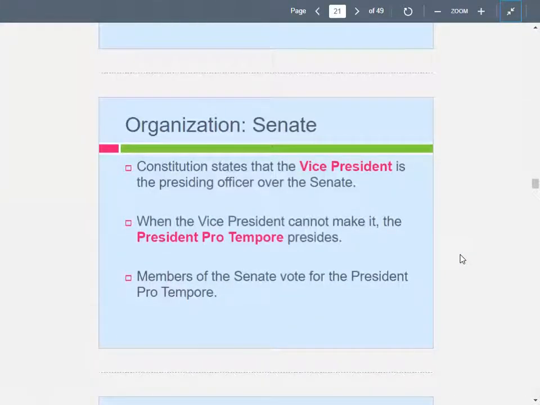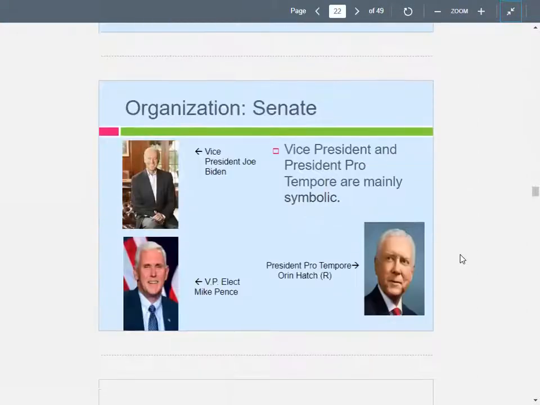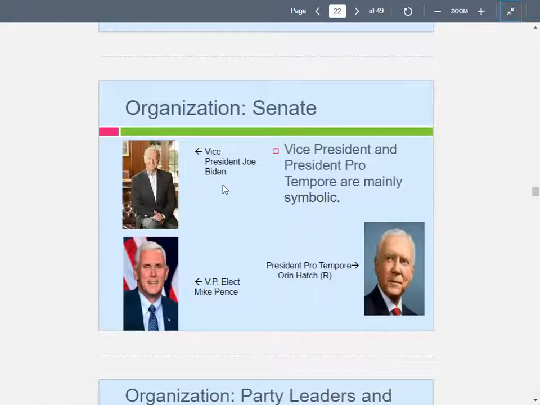The Constitution states that the Vice President is the presiding officer over the Senate. When the Vice President cannot make it, the President pro tempore presides. Members of the Senate vote for who the President pro tempore will be. So when Obama was president, Joe Biden was the vice president of the Senate. And right now that Trump's president, Mike Pence is the president of the Senate.